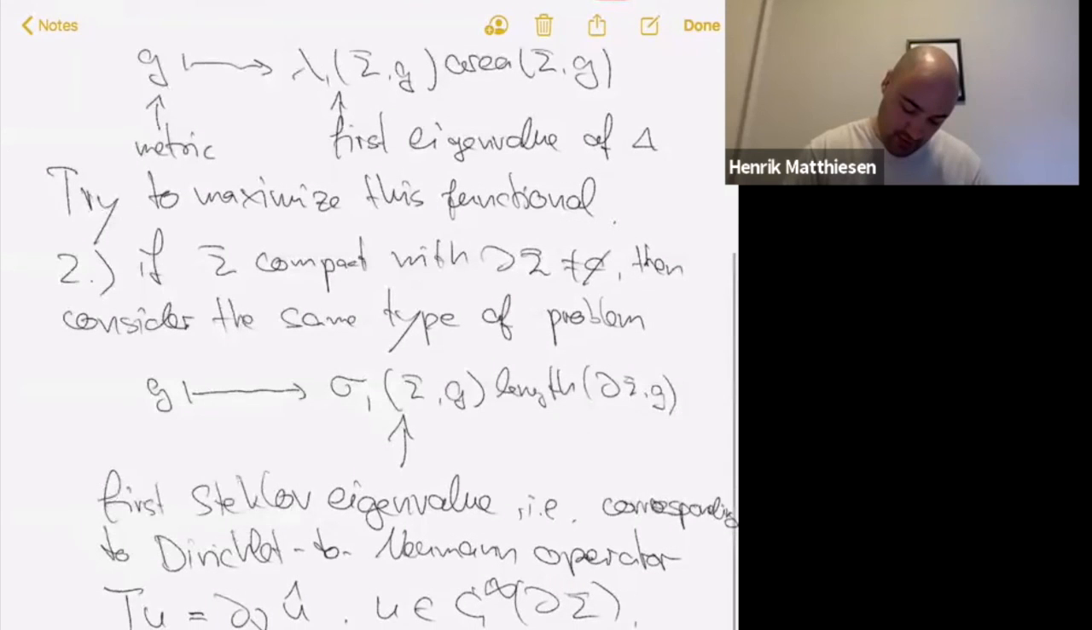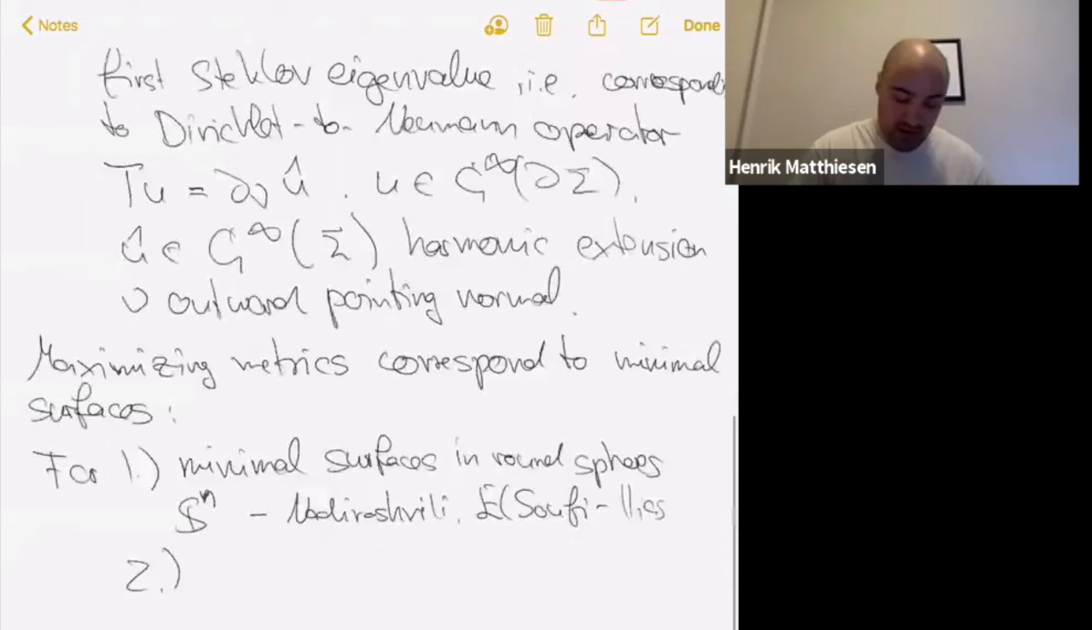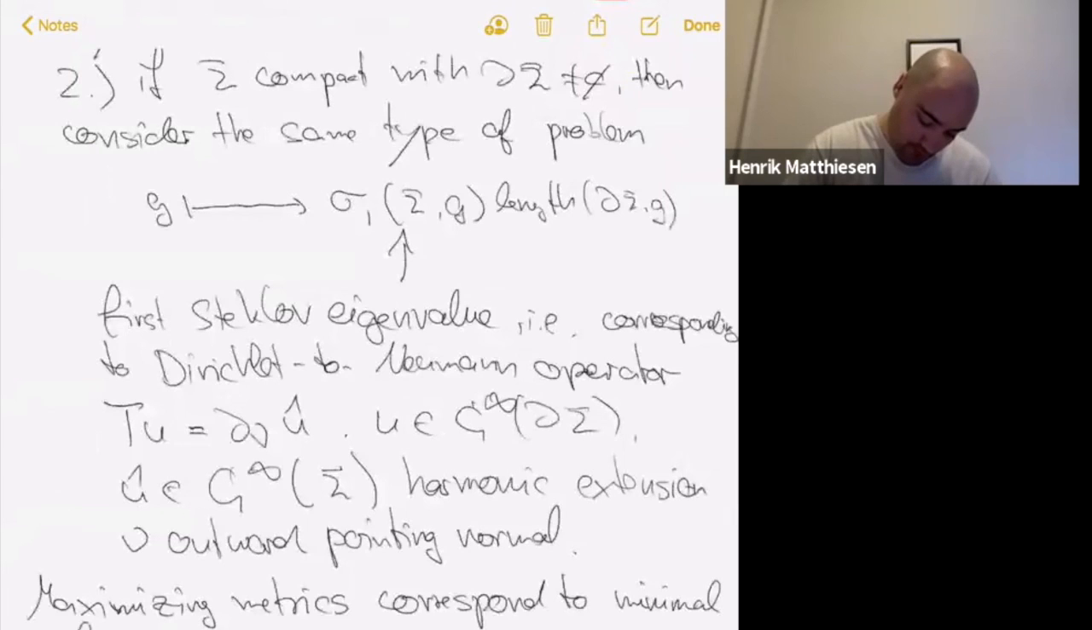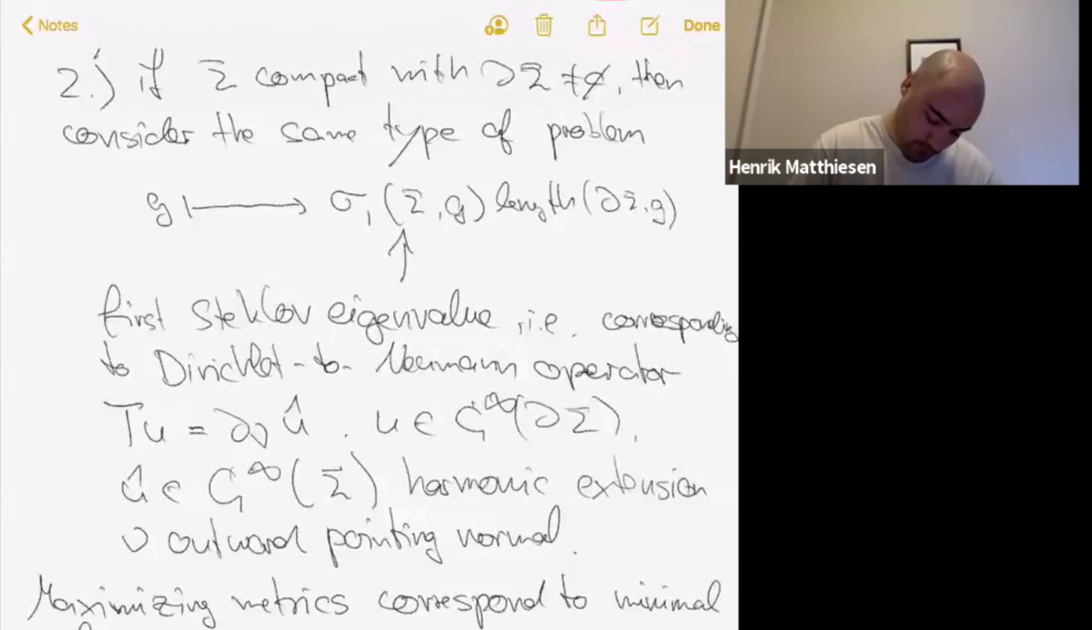And then in the second case, that is free boundary minimal surfaces in Euclidean balls. And so that goes back to the work by Fraser and Schoen.